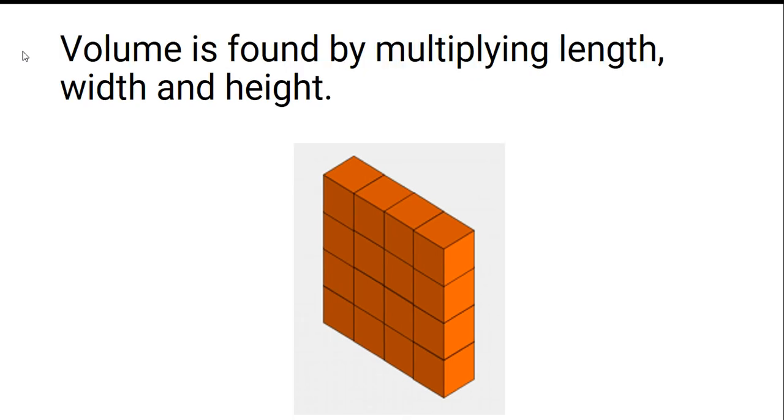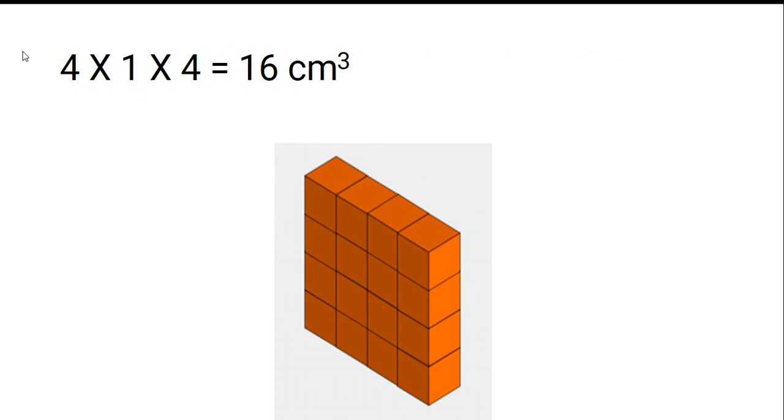Volume is found by multiplying the length by the width by the height. So looking at my shape, you can see that it's 4 along, it's 1 wide, and it's 4 high. So 4 multiplied by 1 means there are 4 on the bottom row, and 4 rows. 4 times 4 is 16, and the centimetre with a little mini 3 talks about centimetres cubed, and that's the unit we use for volume.